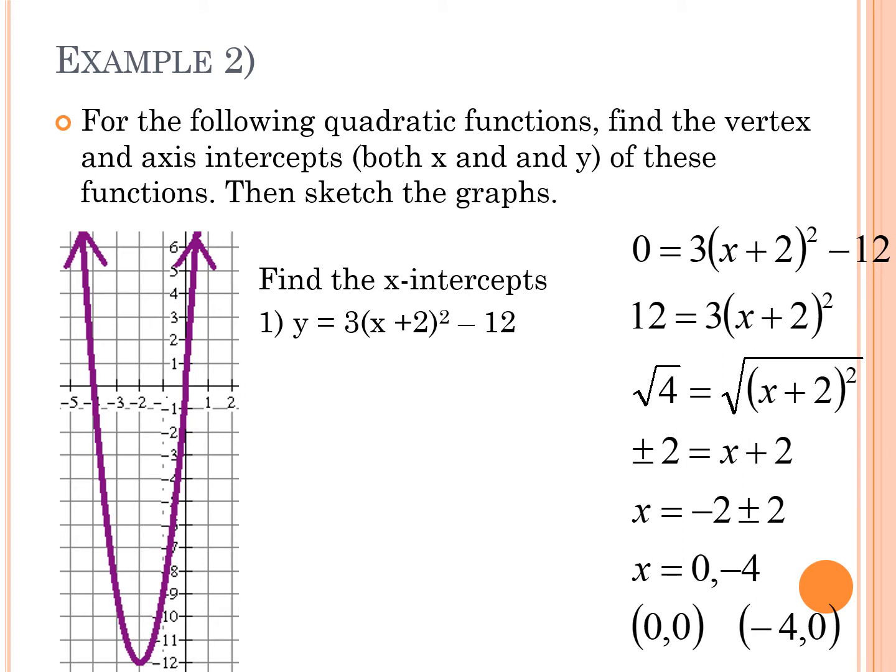Now for finding the information for this one, we're going to start with the x-intercepts. So we're going to set y equal to 0, because we want to find the x-intercepts. And when we do that, you can see the algebra over here on the side. Do note when you take the square root, you do have to add the plus or minus. That's often something that people forget. And so we end up with 0 and -4 as our intercepts.